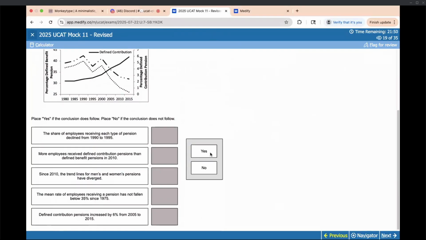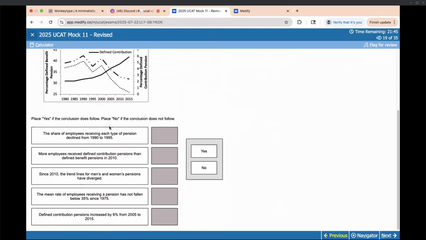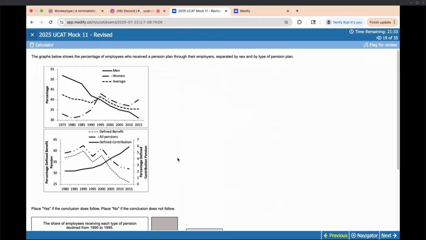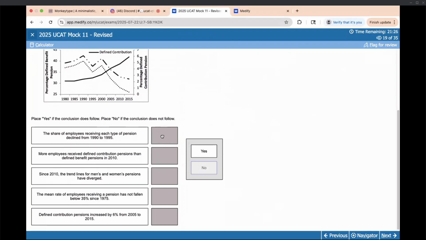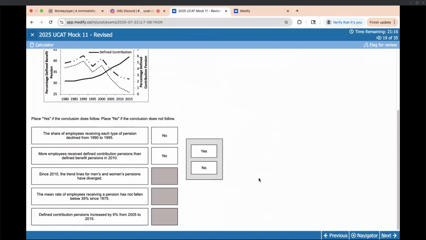Okay, what the hell is this? What does it look whack? But 19 decreased, so I'd say yes. Wait, no, the percentage of increase this defined contribution increased, so I'd say no. More employees defined than 2010. No, decreased.